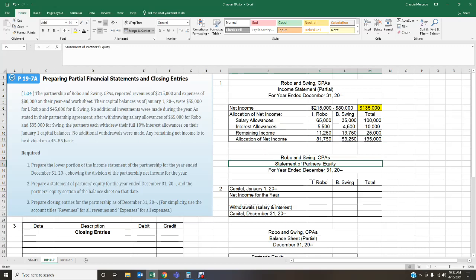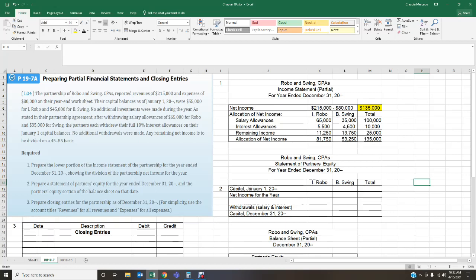Okay, so now we have the allocation for Robo and for Swing. From the $135,000 net income we had, $81,750 went to Robo and $53,250 went to Swing. And we had three different types of allocation: the salary allowance, the interest allowance, and then of course the remaining income. Okay, so that is the distribution of the income for Robo and Swing CPAs. So that is requirement number 1.